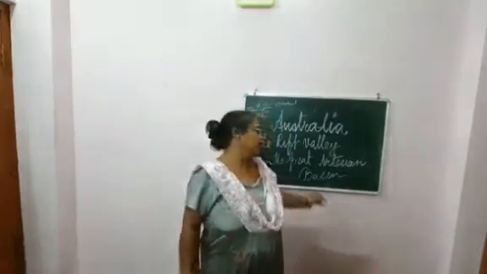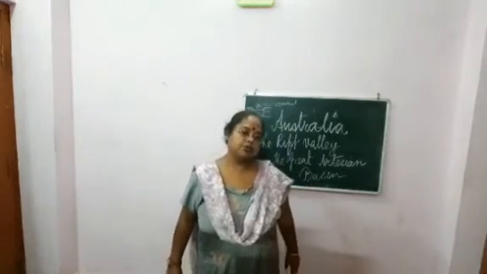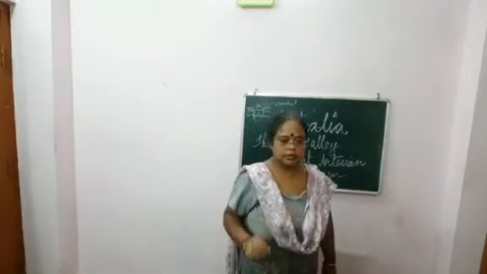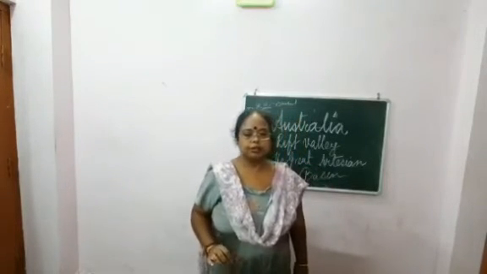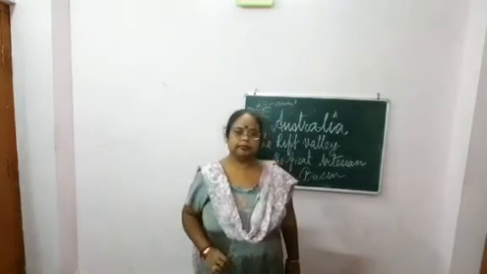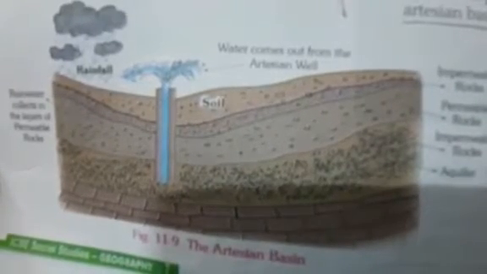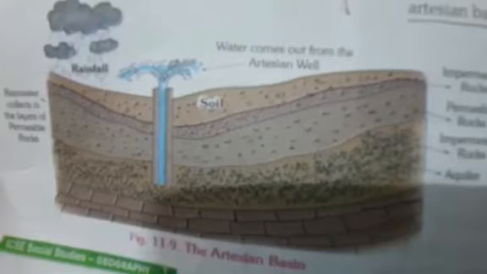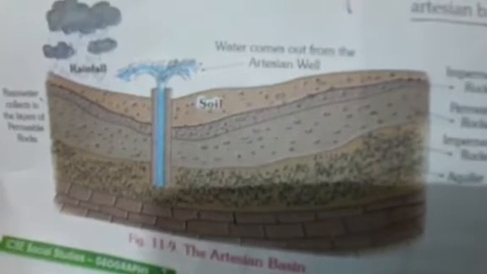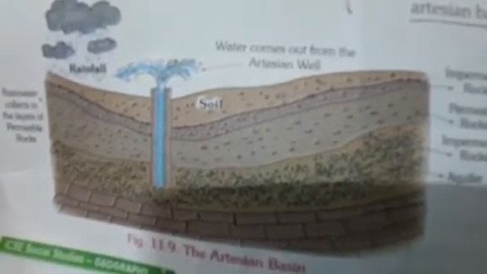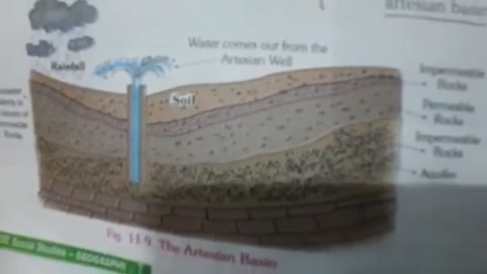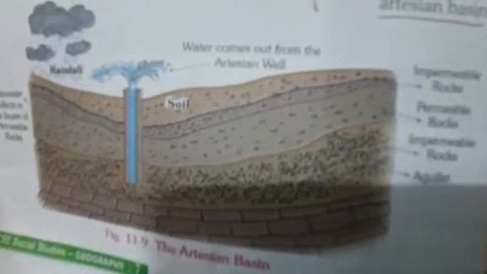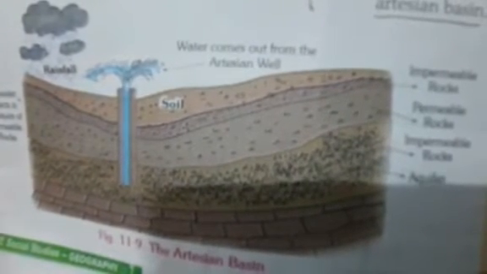Now next one, the Great Artesian Basin, I will show you. Before seeing the picture of the Artesian Basin, please have a look. Now see the picture of an artesian well. Here you have seen permeable layer and impermeable layer. Impermeable layer at first, after then on the right-hand side permeable, and again impermeable.